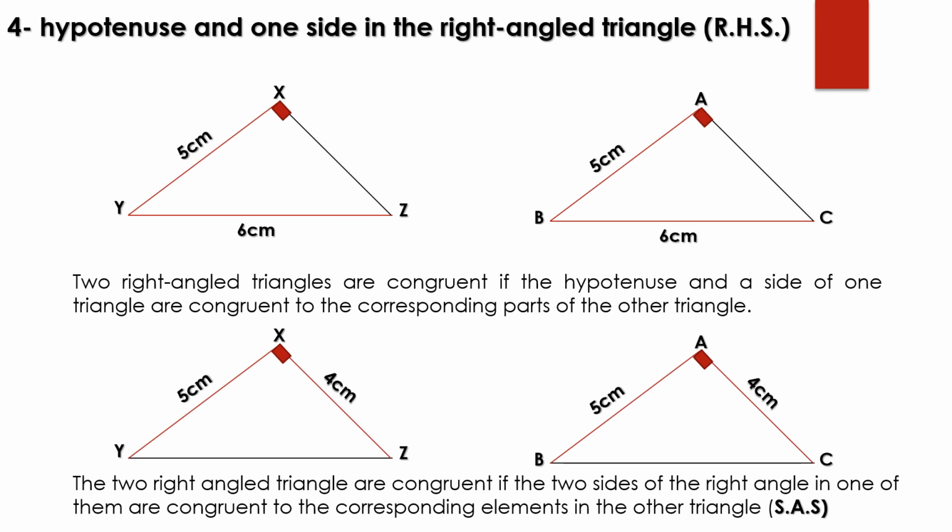It could also be that the two right-angled triangles are congruent if the two sides of the right angle in one of them are congruent to the corresponding sides in the other, which is the first case, SAS. In the two triangles ABC and XYZ, there are two right angles A and X, and the two sides of the right angles, AB in the first triangle and the corresponding XY, are equal 5 centimeters, and the other side AC in the first triangle is equal to the other side XZ in the second triangle equal 4 centimeters, then they are congruent.